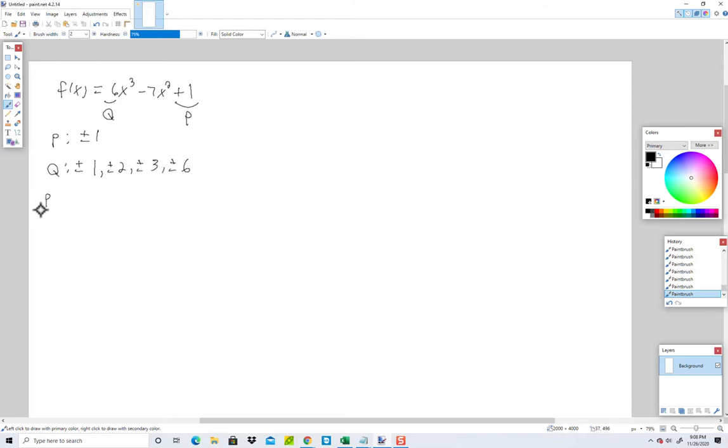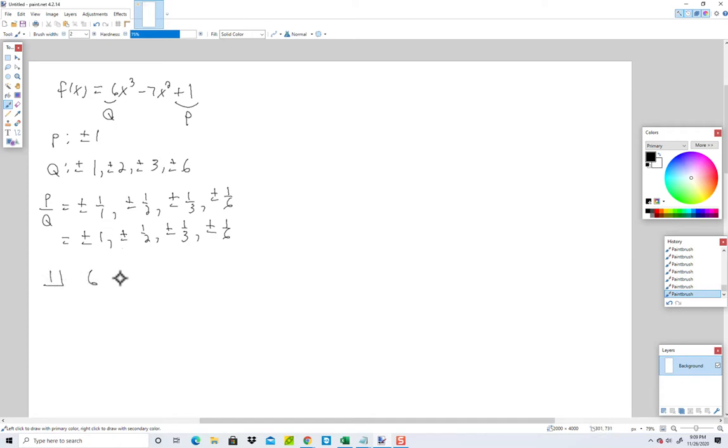Now our possible rational zeros would be taking each value of P and putting it over each value of Q. So I'm going to have 1 over 1, 1 over 2, 1 over 3, and 1 over 6. 1 over 1 is 1, and I got 1/2, 1/3, and 1/6. Okay, so I'm going to plug each one of these into synthetic division.